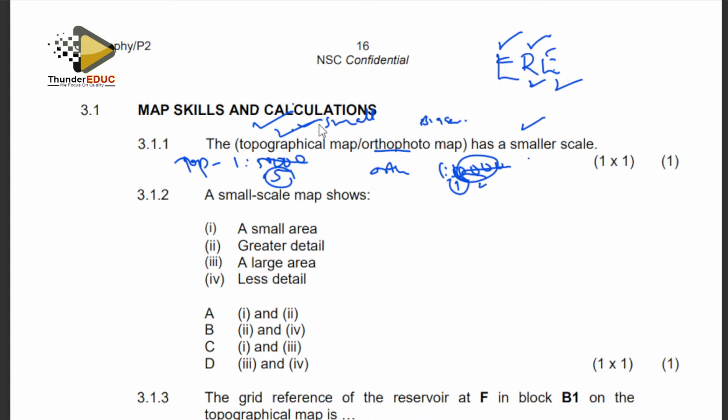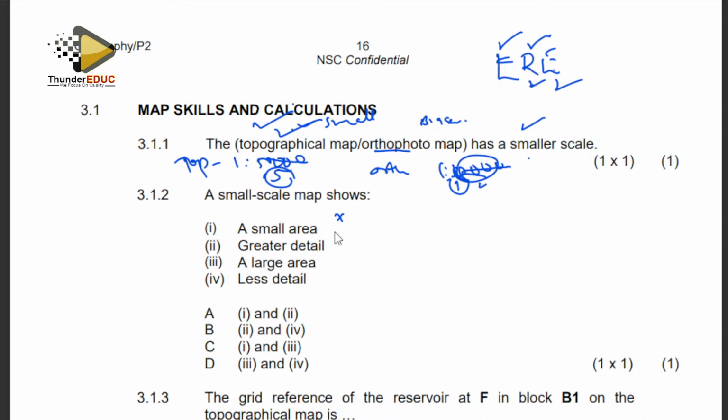Okay, 3.2, it says the smaller scale shows number 1, a smaller area. No, that is very wrong. It shows a bigger area. Number 2, greater details. No, so it shows a large area as well as less details.